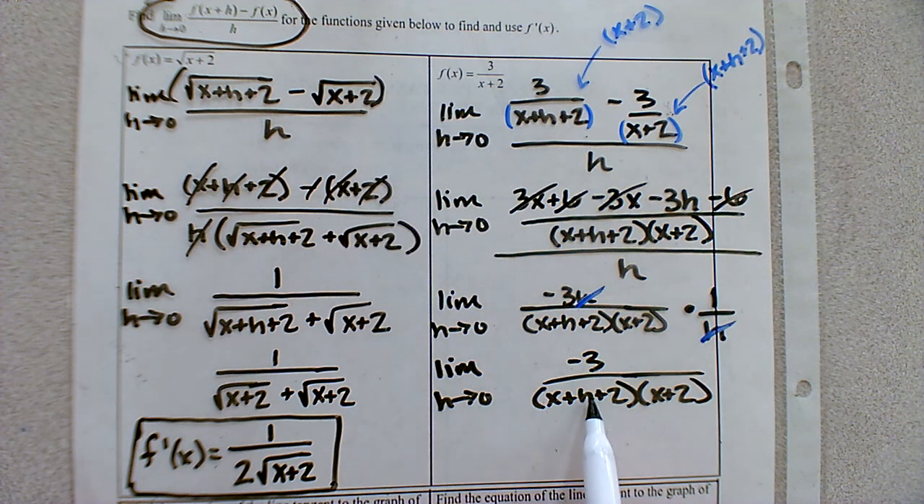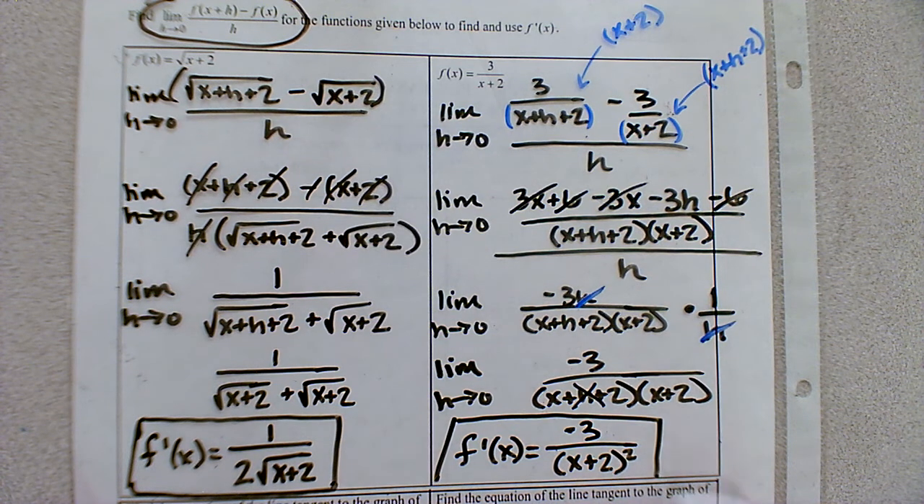If h is going towards 0, okay, so this h is going to disappear. We're left with negative 3 over x plus 2 times x plus 2. So maybe you want to write that as negative 3 over x plus 2 squared because you're multiplying the same thing together. So this is what our derivative is. This equation is representing the slope of a tangent line at any location that you want to pick.